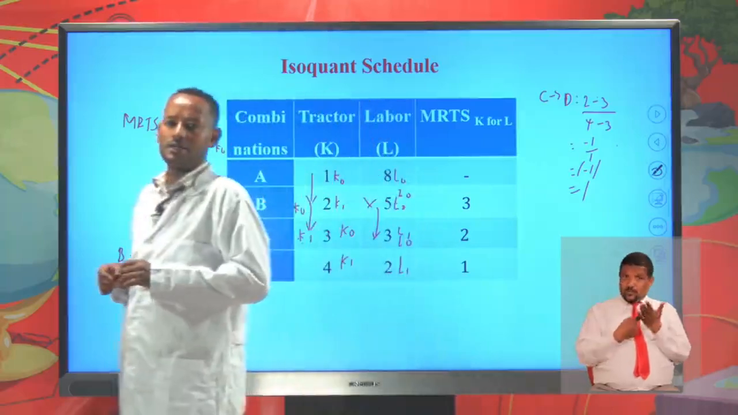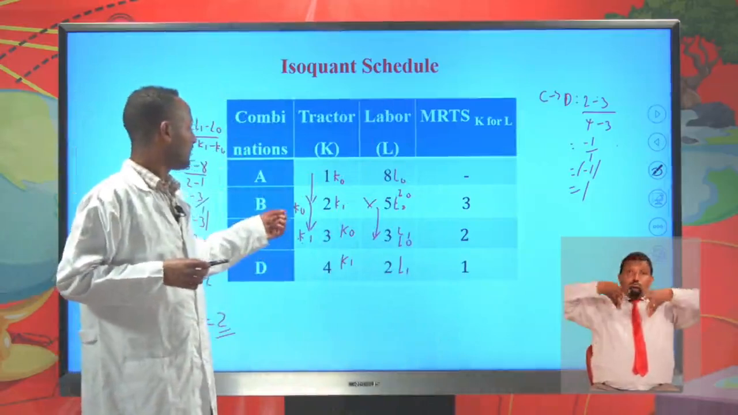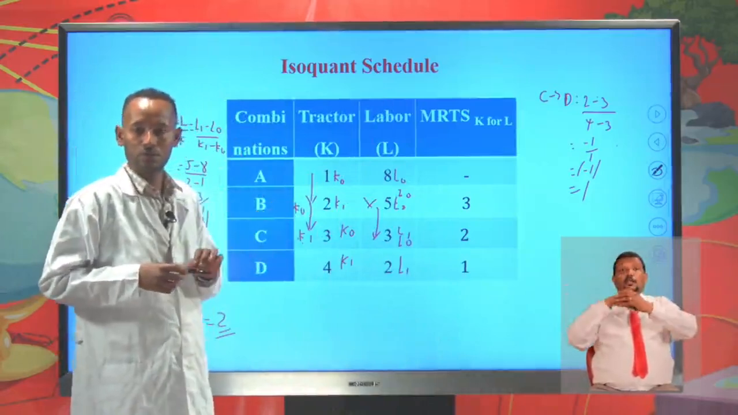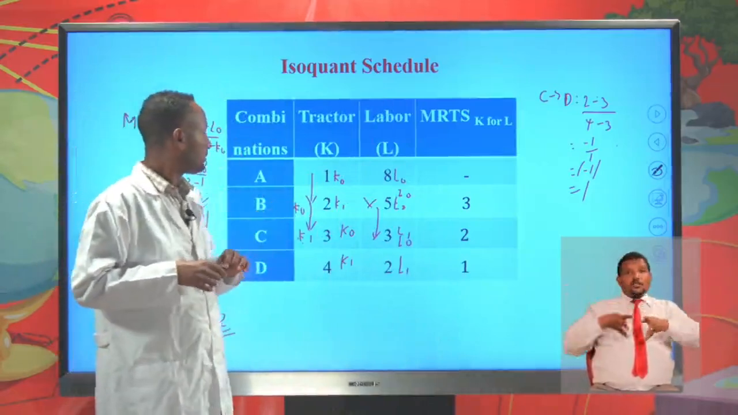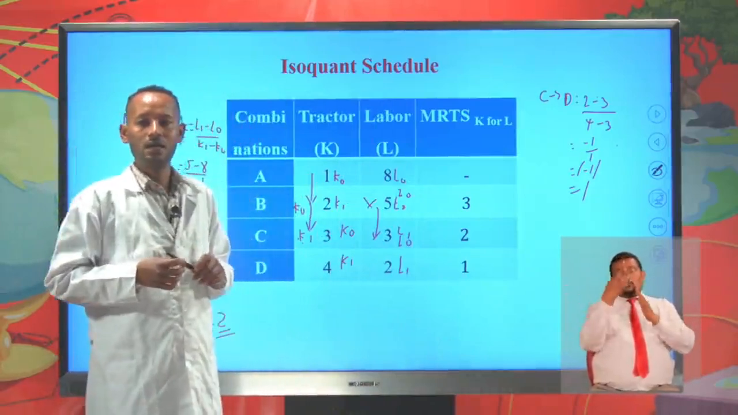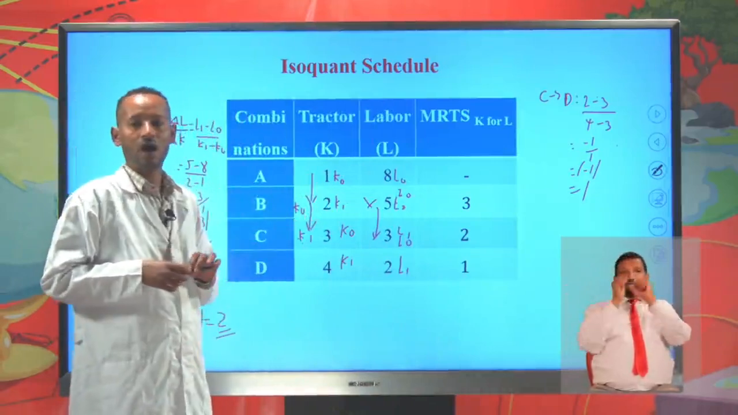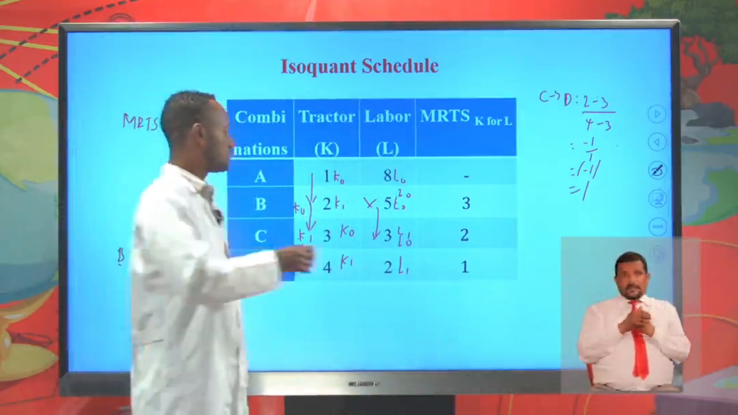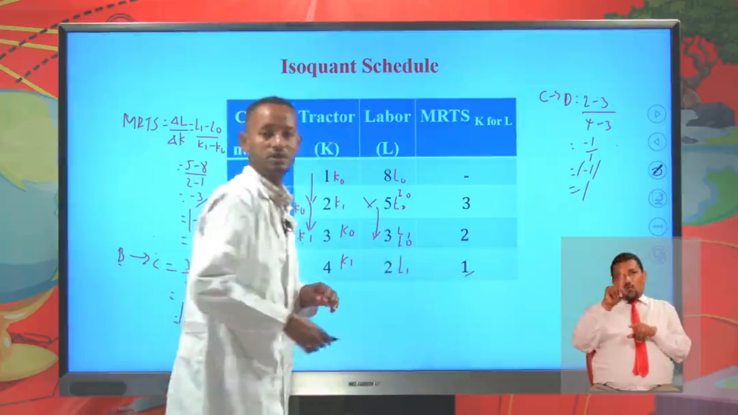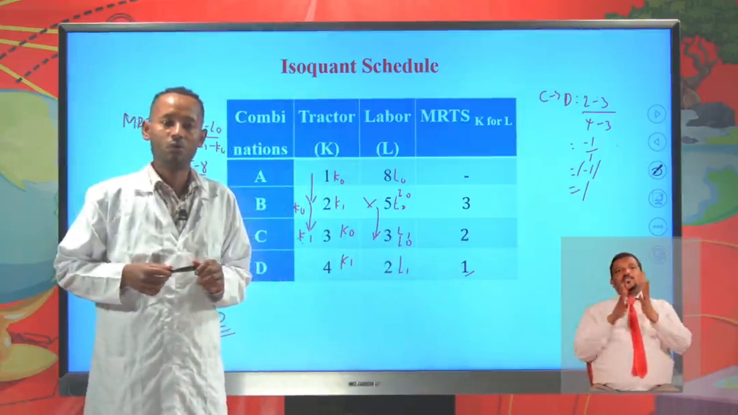So this tells us that as we increase the variable input tractor from 3 to 4, if the variable input labor declined from 3 to 2, then the rate by which one variable input is substituted for another on the same isoquant is 1. That means we are substituting 1 tractor for 1 labor.